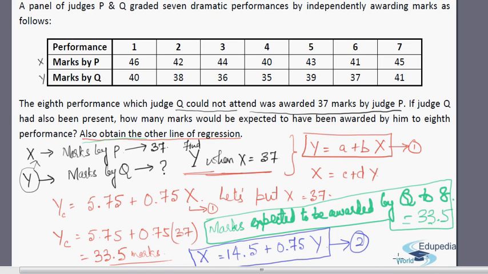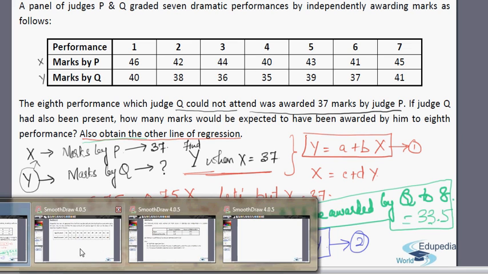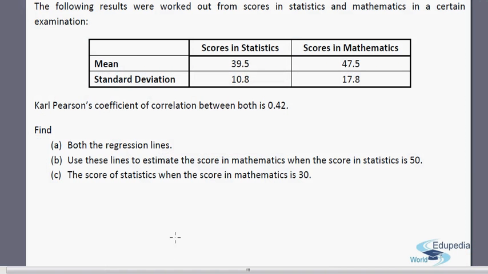Let's take another question. Alright, so here we have the other question. The following results were worked out from scores in statistics and mathematics in a certain examination. You have the mean and the standard deviation of the scores in statistics and the scores in mathematics given. Further, you are also given the coefficient of correlation, which is equal to 0.42.